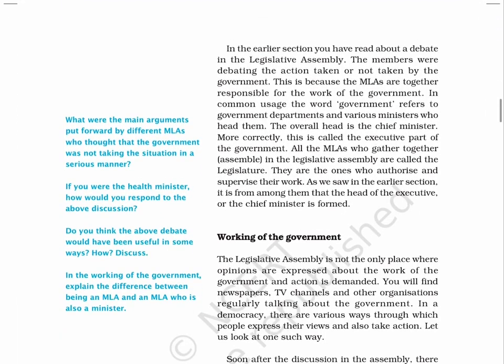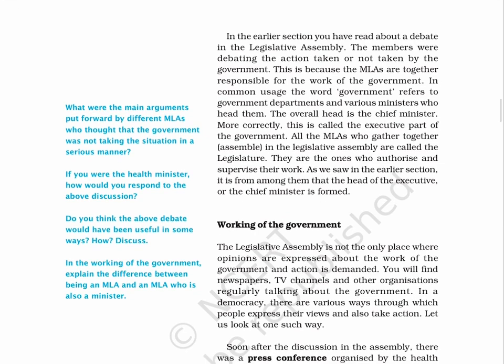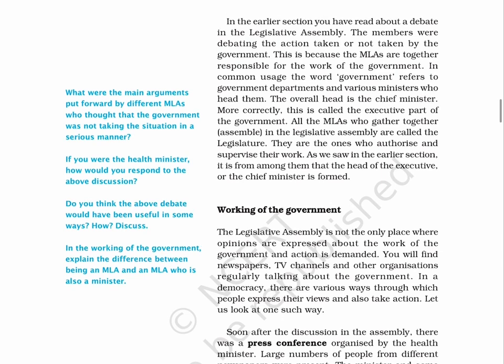Page number 36. What were the main arguments put forward by different MLAs who thought that the government was not taking the situation in a serious manner? If you were the health minister, how would you respond to the discussion given here? Do you think the debate given here would have been useful in some ways? How? Discuss.